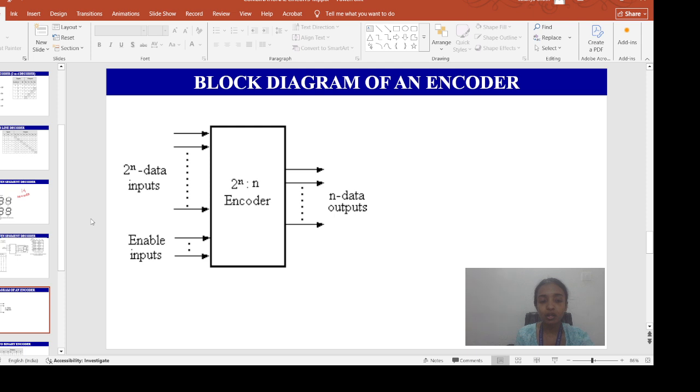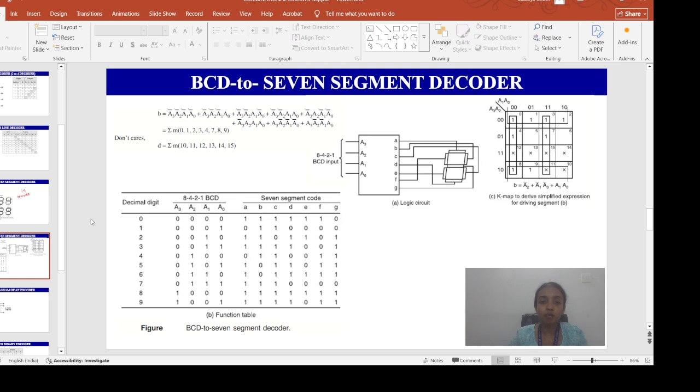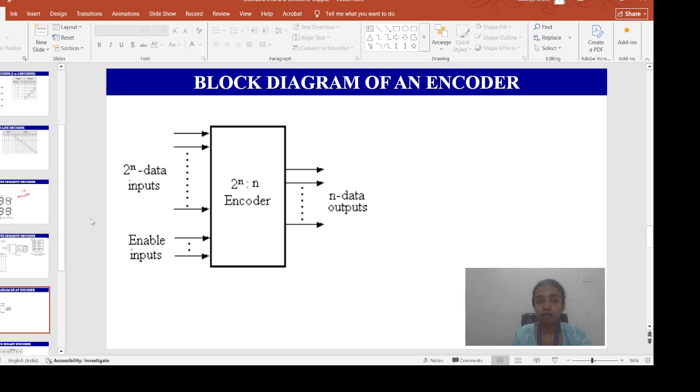The next part is the encoder. Before that I want to discuss the applications of the decoder. We have seen the basic operations of the decoder. Decoders are used in counter systems, and in analog to digital converters. Decoder outputs can also be used to drive a display system. Now this is the basic diagram of an encoder.